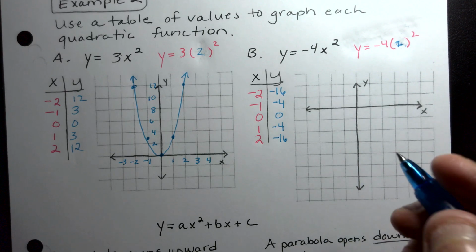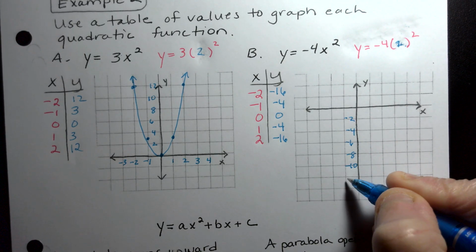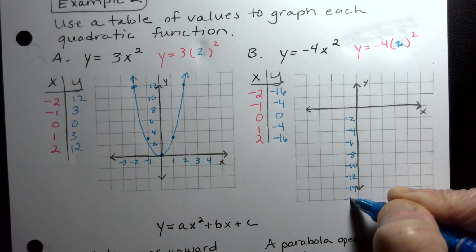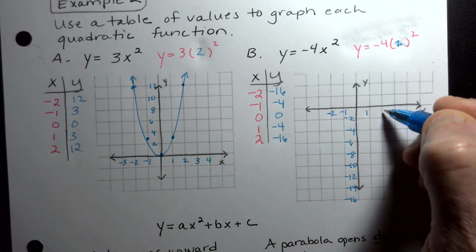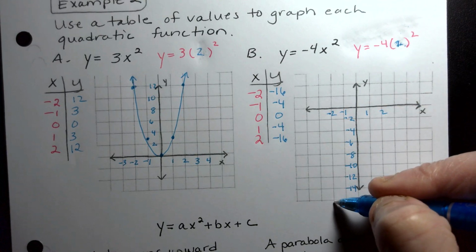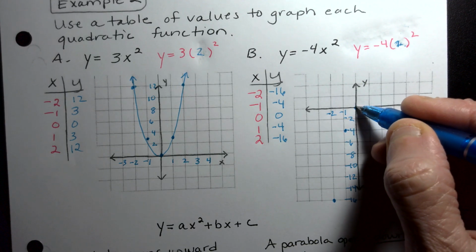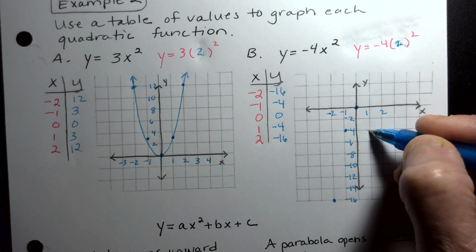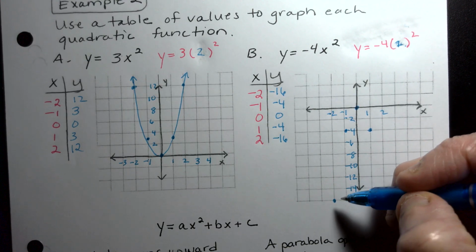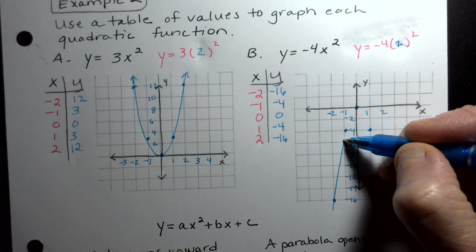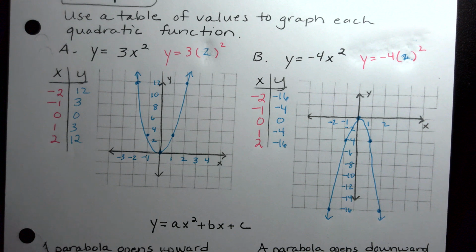Okay, then we're going to graph, and again, we're going to go by 2's here, but this time in the negatives. Negative 2, negative 16, all the way down here. Negative 1, negative 4, 0, 0, 1, negative 4, and 2, negative 16. So again, we're going to do our best to draw a nice curve, and put your arrows on the end.